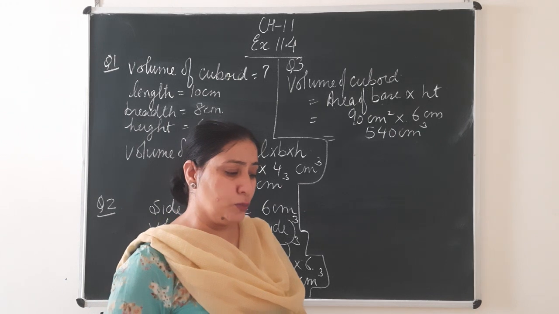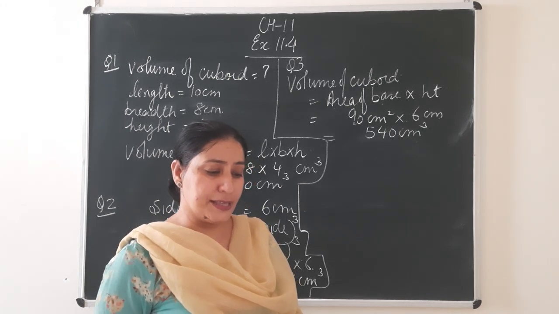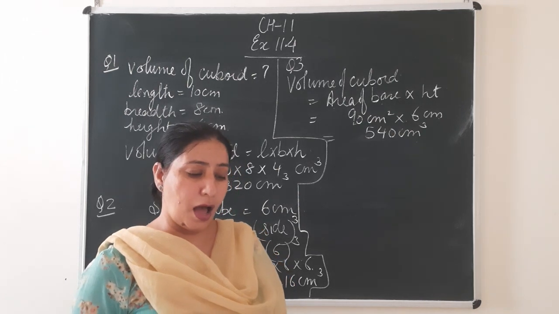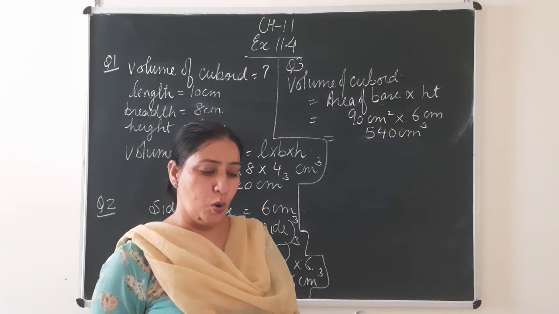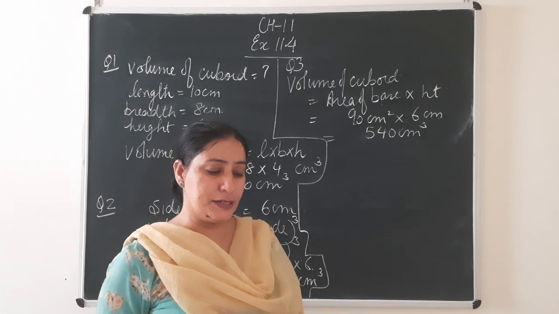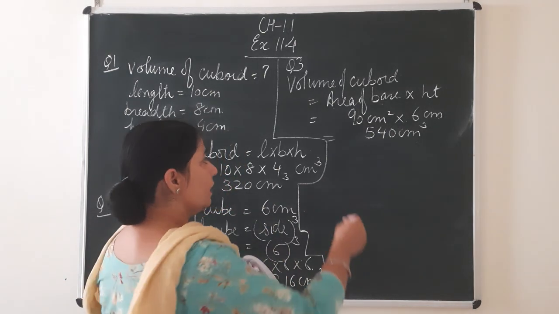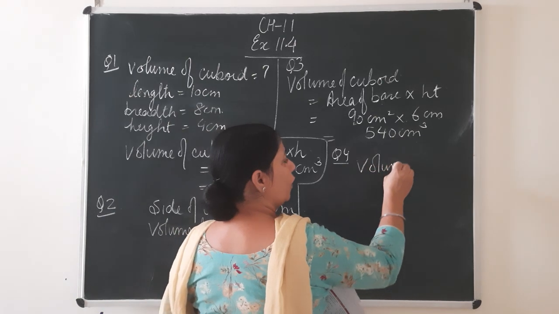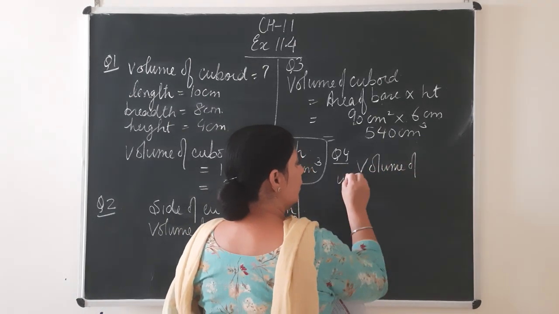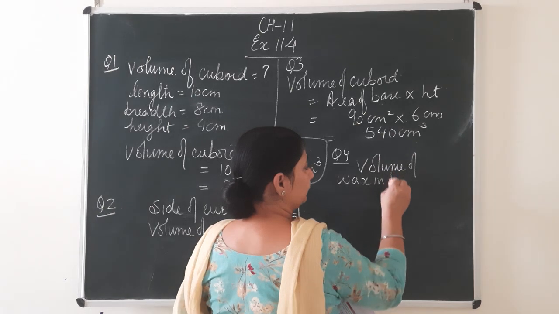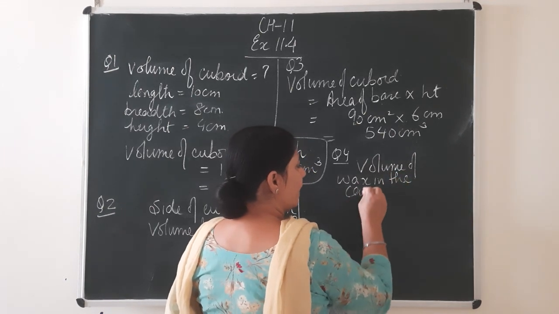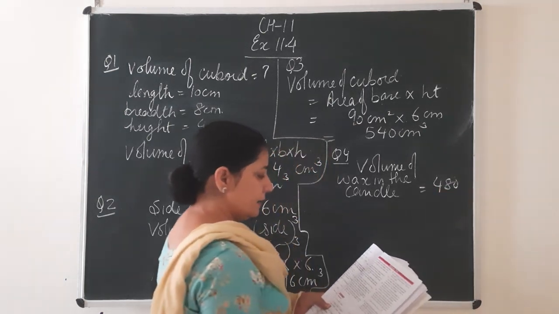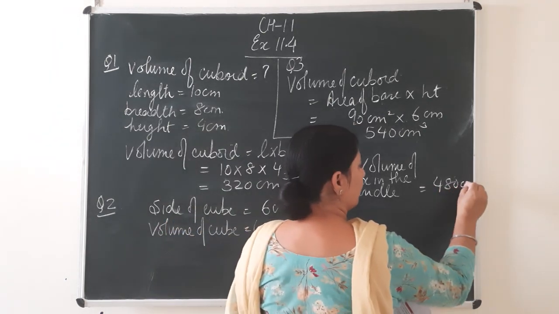Next, beta, we have a cuboidal candle which is 10 centimeter long, 8 centimeter wide, meaning breadth. How high is it, made to hold wax 480 centimeter cube? That means what is given to me in the fourth question? I am already given the volume of the candle, the volume of the wax in the candle. The volume of the wax in the candle is given to me equal to 480 centimeter cube.